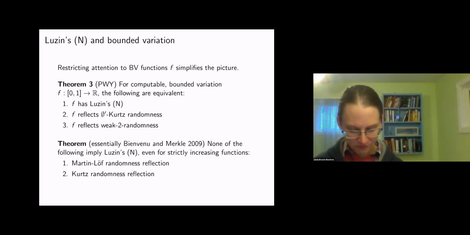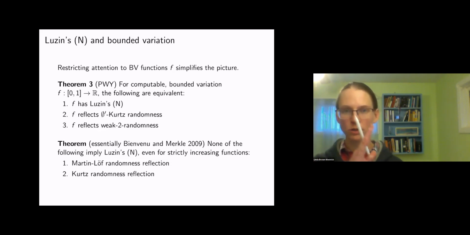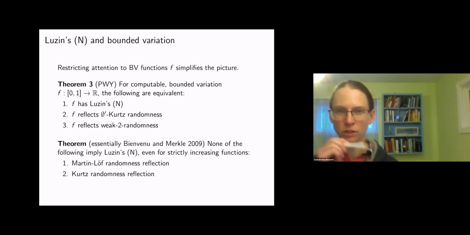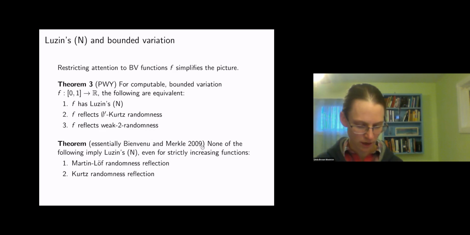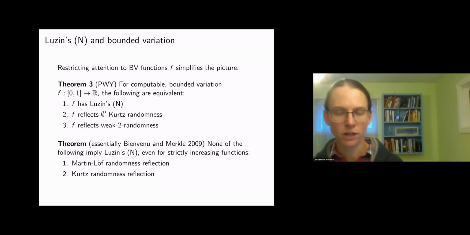And then finally, we could wonder if we could weaken these further, like just to Kurtz randomness or just to Martin-Löf randomness or something like that. And it turns out that this question has actually been studied by Bjørnvig and Merkle. They were looking at relative absolute continuity of measures. If you look at two measures and the cumulative distribution function of one measure relative to another, then whether or not that function has Luzin's N turns out to be related to whether or not the one measure is absolutely continuous with respect to the other measure. So they were studying measures, but they essentially showed that neither Martin-Löf randomness reflection nor Kurtz randomness reflection would be enough to imply Luzin's N, even if the functions are strictly increasing. So not even just bounded variation.